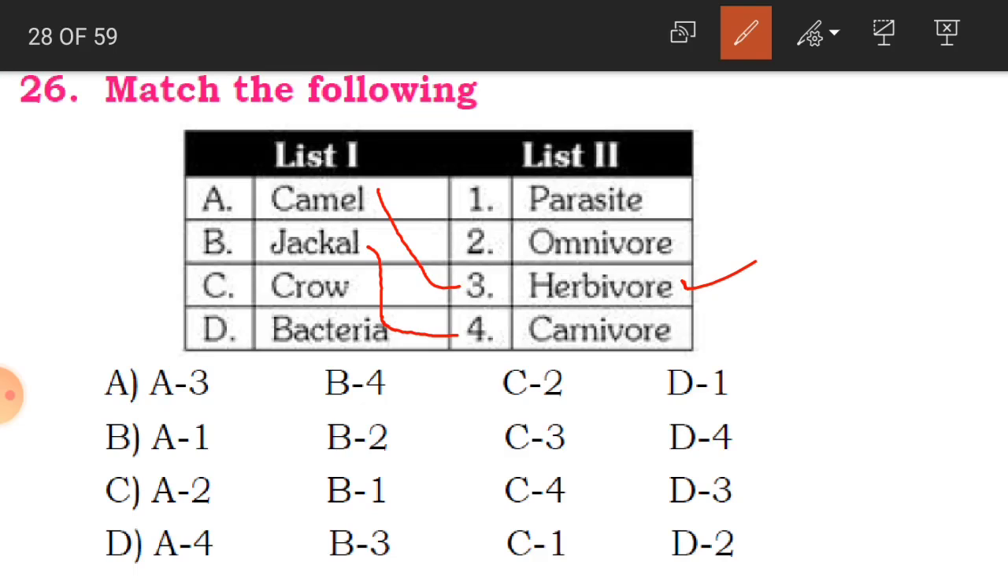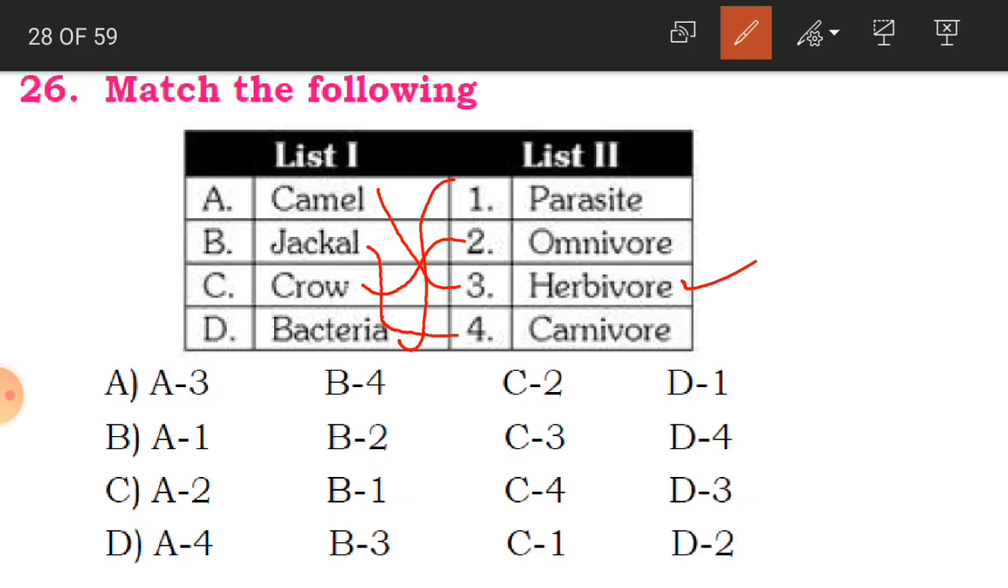Crow. As we just gave an example before, it can eat both, either plant or an animal. So it matches with the second option. And bacteria. What is bacteria, children? Which lives in our body or on our body? That is invisible, which we call a parasite, which matches with the first option. And now our answer should be A3, B4, C2 and D1.